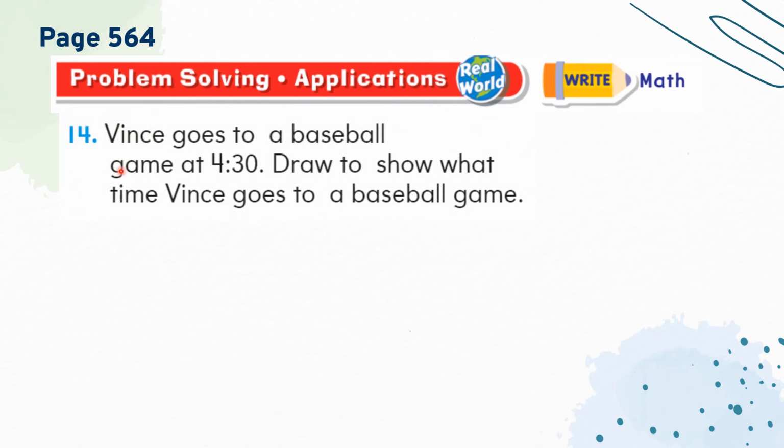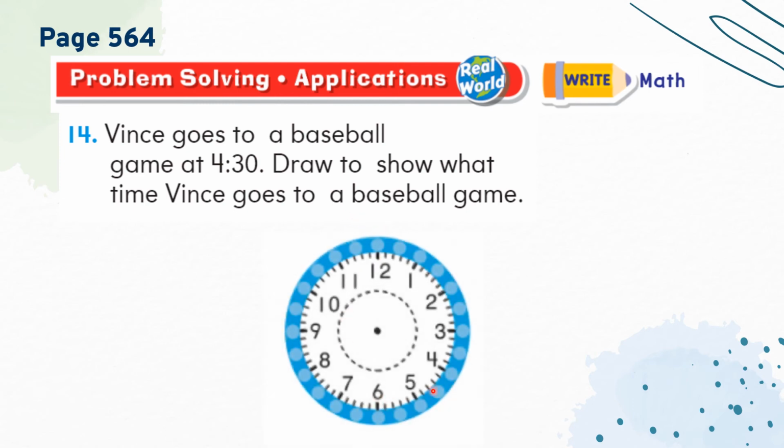On page 564, let's look at problem solving application questions. Question 14. Vince goes to a baseball game at 4:30. Draw to show what time Vince goes to a baseball game. Now we have an analog clock here. We have to show 4:30 on our analog clock. The first hand that we have to draw is the hour hand. It's 4. But you have to see the minute hand as well.